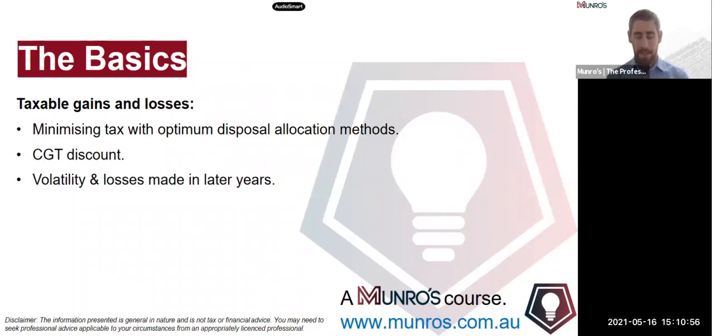A lot of people know about FIFO, first in, first out. They might know about LIFO, last in, first out. They might know about highest cost first out, or lowest cost first out, et cetera. All these different methods. The tax law is saying, yeah, you can use whichever method works for you. You can't really use the average cost method. That's not really allowed. But the other ones you can. You can pick and choose throughout there.